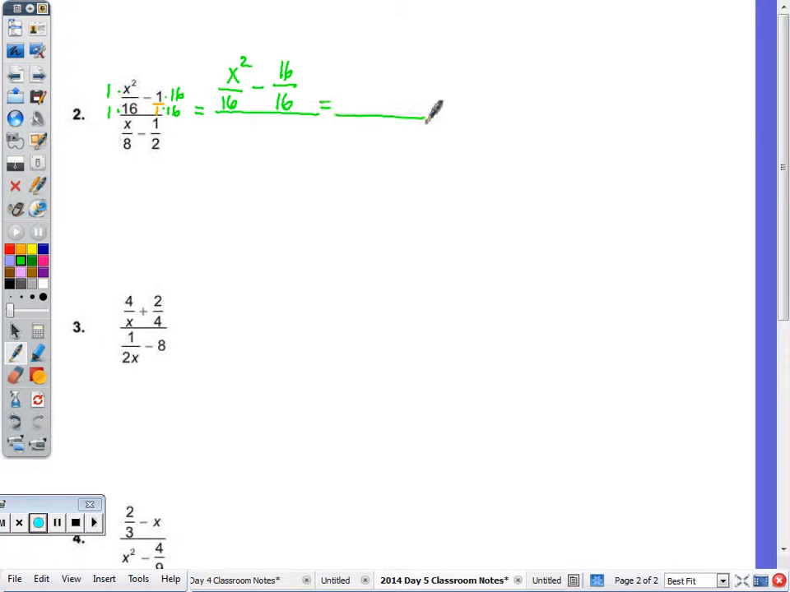I focus on the numerator first, combining into one fraction, and then I work on the denominator. So denominators are the same. Keep the denominator. So now that's simplified. This one I'm going to multiply 8 by 2. So I end up with 2x over 16 minus 8 over 16. And keeping the denominator the same, I can't take away 8 from 2x. So I write 2x minus 8 over 16.